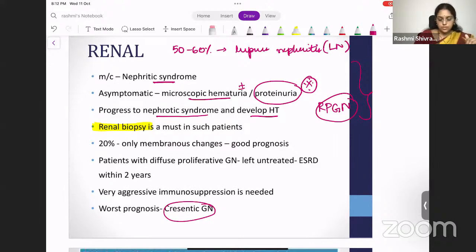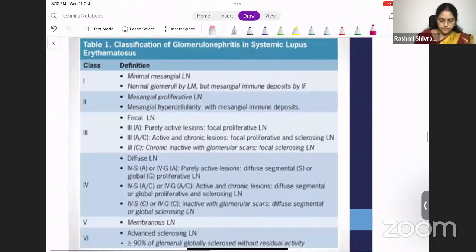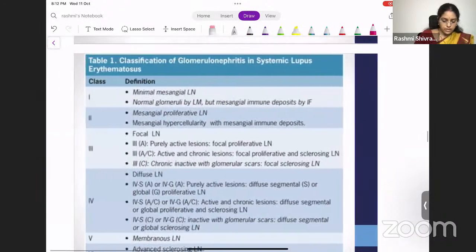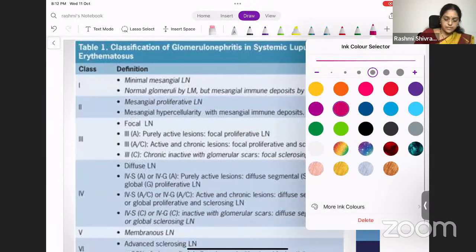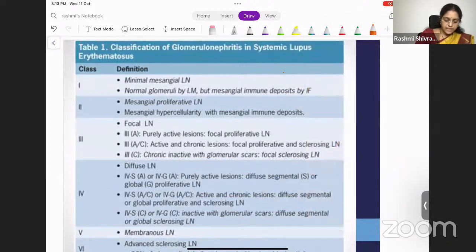So what are the classes of lupus nephritis? There are basically 5 classes. So what is the first class? This is minimal mesangial lupus nephritis. That means there are some immune deposits in the mesangium.